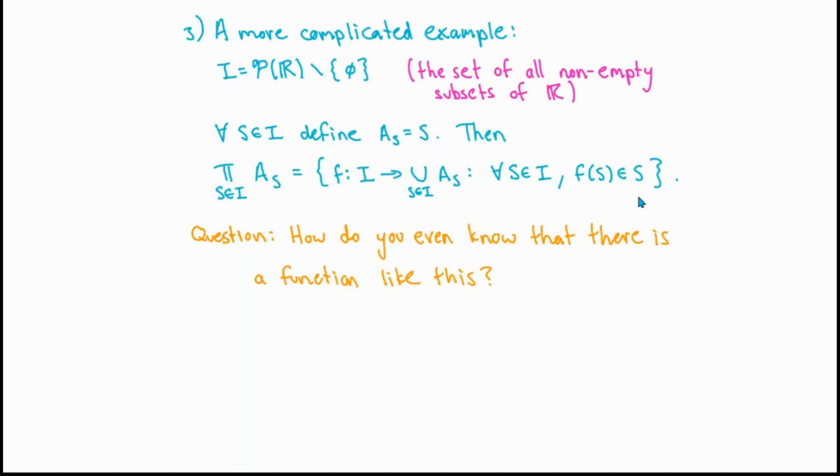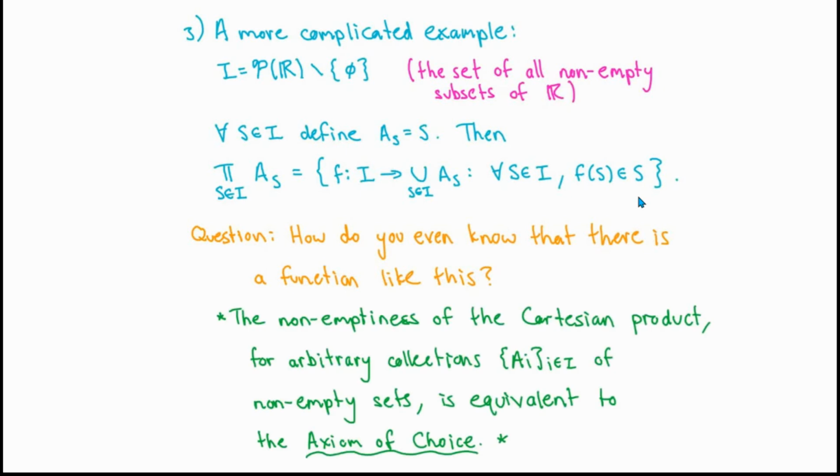This kind of problem has a long history in mathematics, and it's not something that should be taken for granted. In fact, for the sake of people who know about this, I'll mention that the non-emptiness of the Cartesian product for arbitrary collections of non-empty sets A_i is equivalent to the axiom of choice. I don't have a lot of time to talk about this now, but I'll just say that the axiom of choice is a somewhat controversial axiom in the foundations of mathematical set theory, which can be used to mathematically prove certain results, like the Banach-Tarski paradox, which seem to most people to be paradoxical, or at least non-physical results.